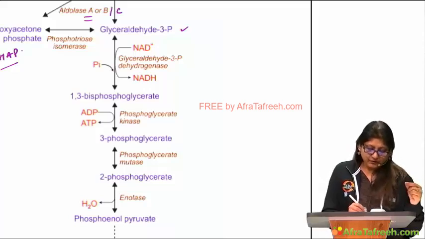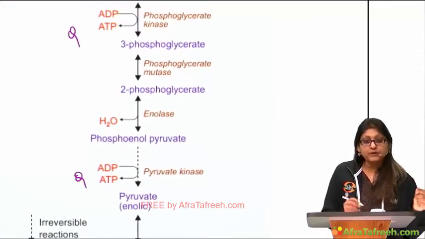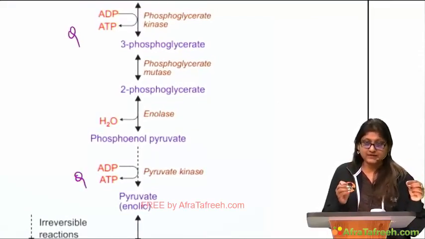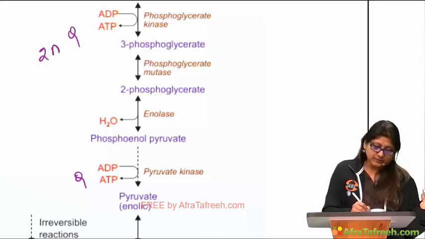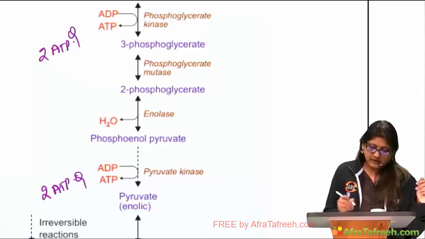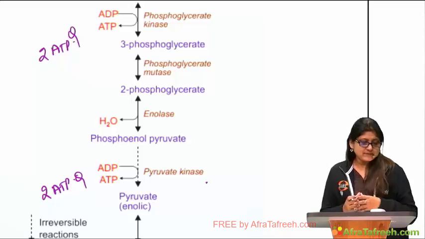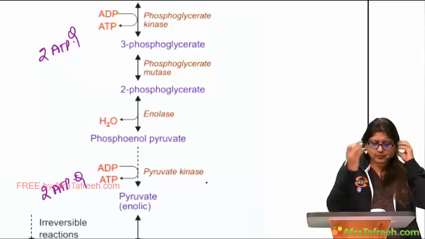You have the formation of ATP at the phosphoglycerate kinase step. You have formation of ATP at the pyruvate kinase step. And we talk about 2 ATP production at phosphoglycerate kinase and 2 ATP production at pyruvate kinase step. Do you remember all these? Yes, all of you, go back and join again.